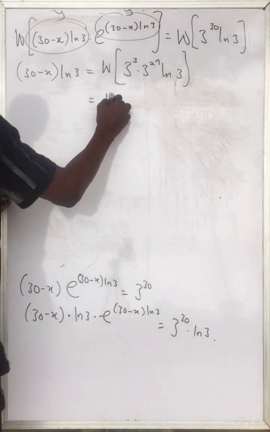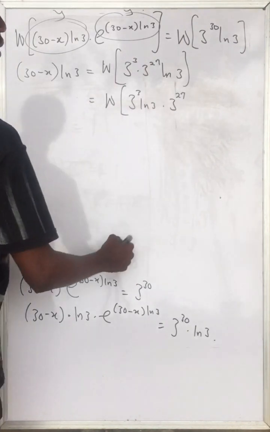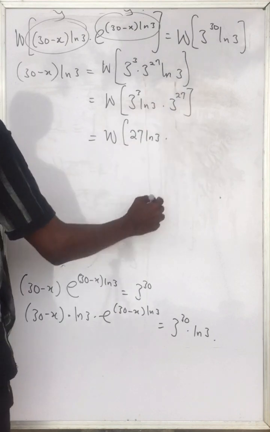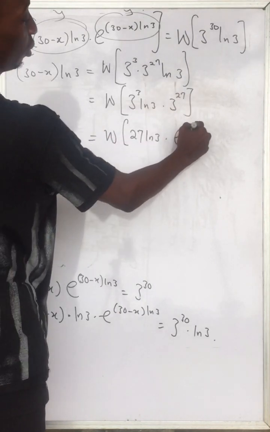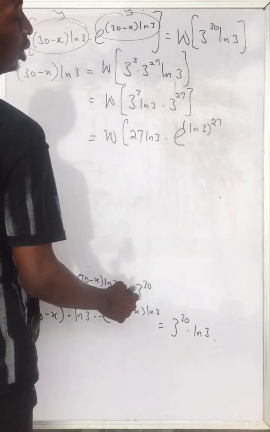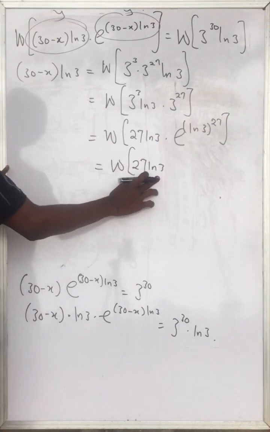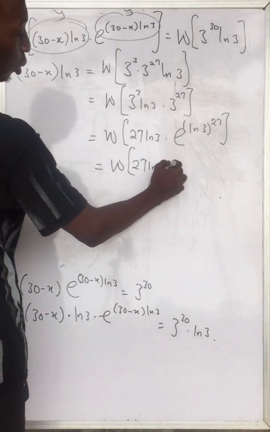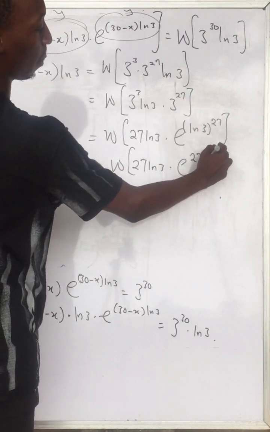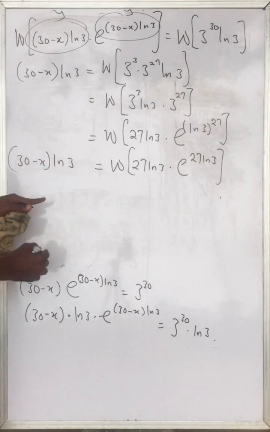And this one becomes the W of 3 raised to the power 3, the ln of 3 times 3 raised to the power 27. And this one is the same thing as W of 27, the ln of 3 times, remember 3 was exponential of ln 3, you understand? All raised to the power of what? 27. Are you with me now? And so this is going to become W of 27 ln of 3. This was my aim. I'm trying to obtain something in the form of this here. Now remember the power law. Bring down the 27. You have 27 ln 3. You understand now? That means we can have 30 minus x, the ln of 3, to be equal to that.